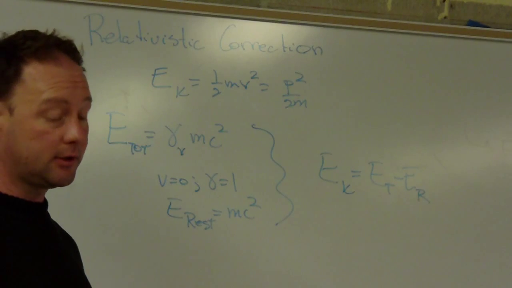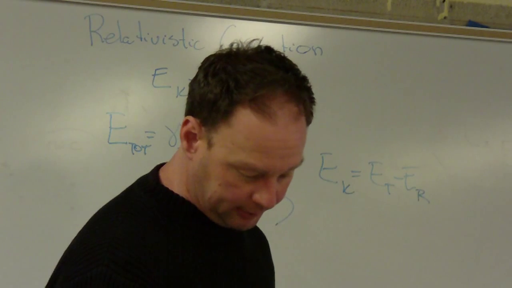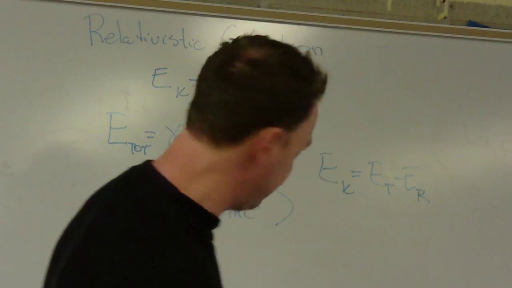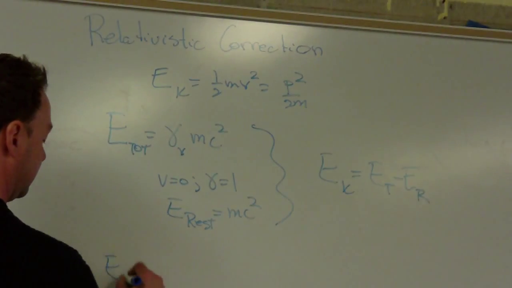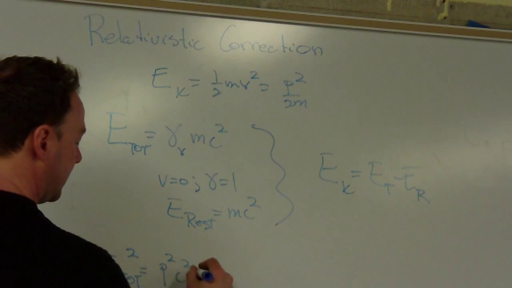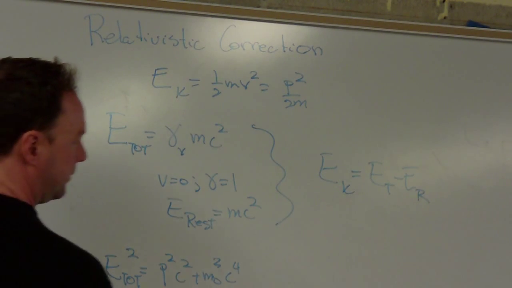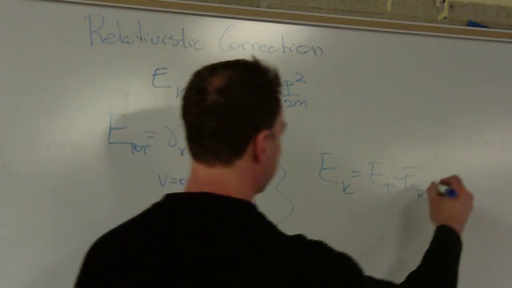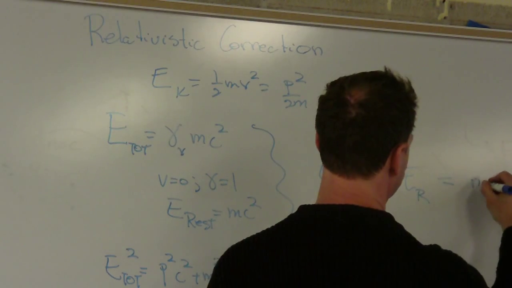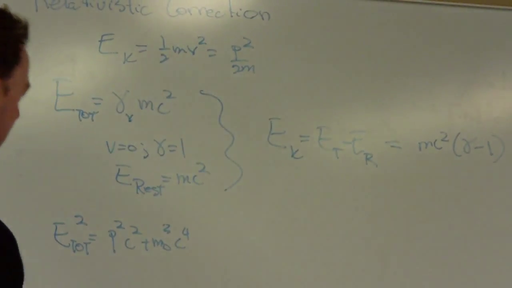Yes. Okay, so when you do that, you get a nice relationship. That's one way to get it. Another way to get it is this. We also know that E total squared equals p squared c squared plus m0 squared c to the 4th. Right, so therefore, here this would equal EK equals, let's see, (gamma minus 1) mc squared, right there.